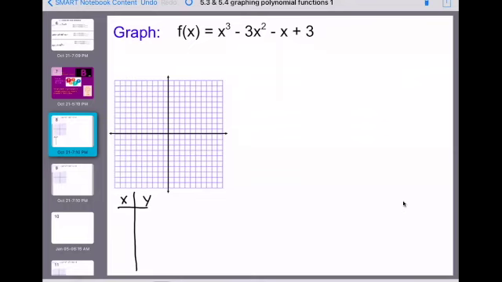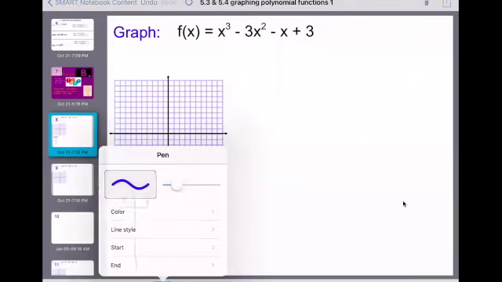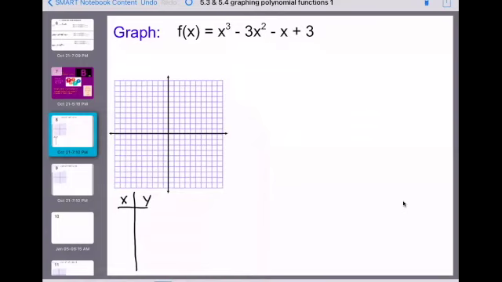Before we even touch the graph paper, look at the equation. What things do you know will happen with the graph, or what things do you predict will happen with the graph? Just by looking at the equation, tell me anything you know for sure or you think might happen. You can just say it or put it in the chat. There's a few things we know are either going to happen or we think are going to happen.